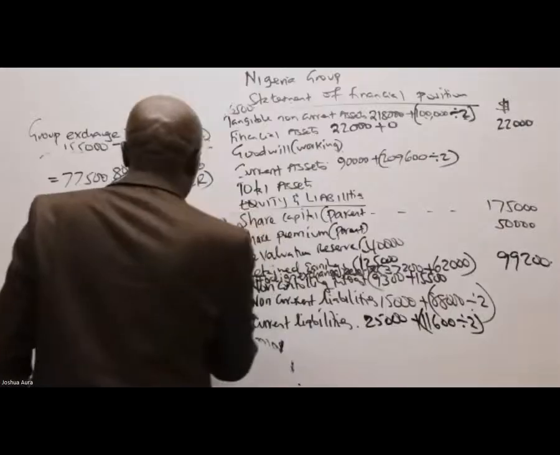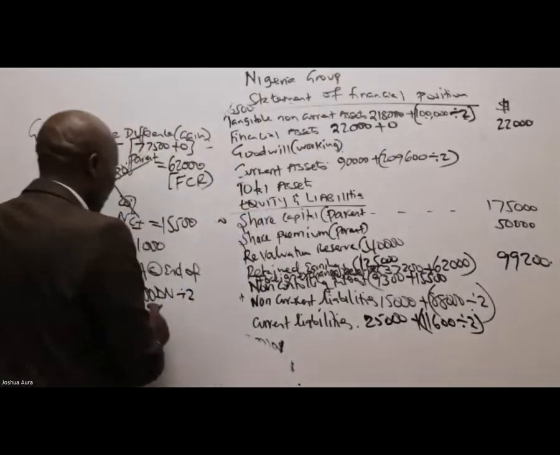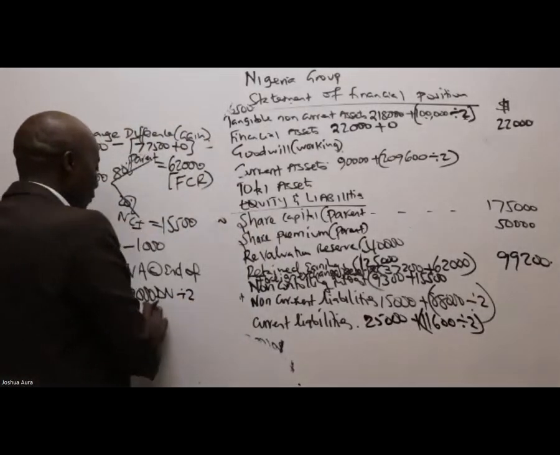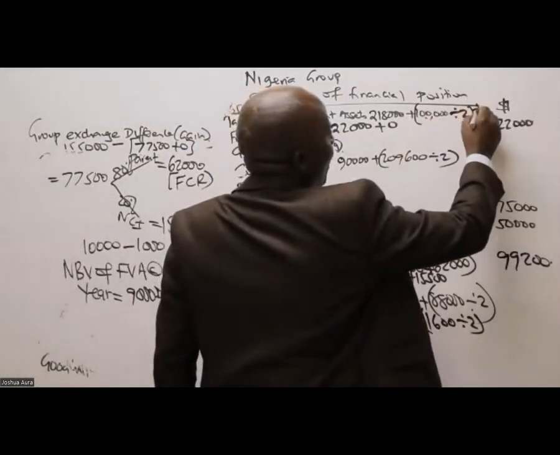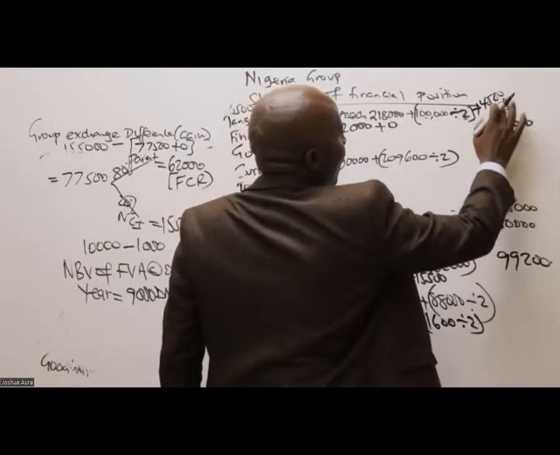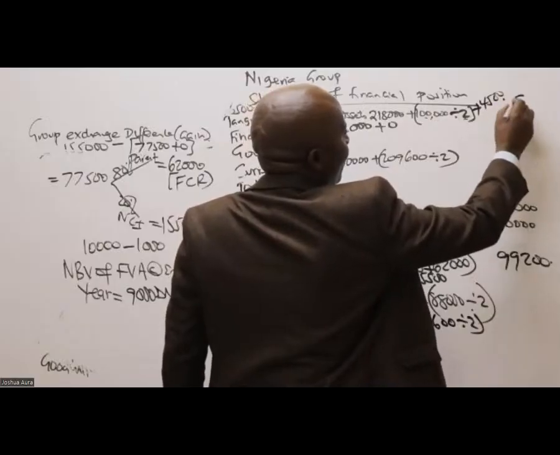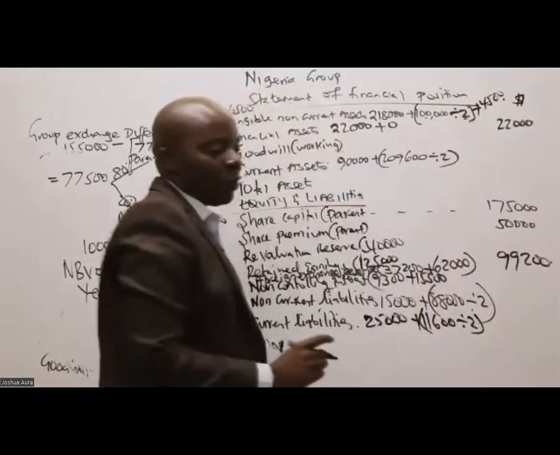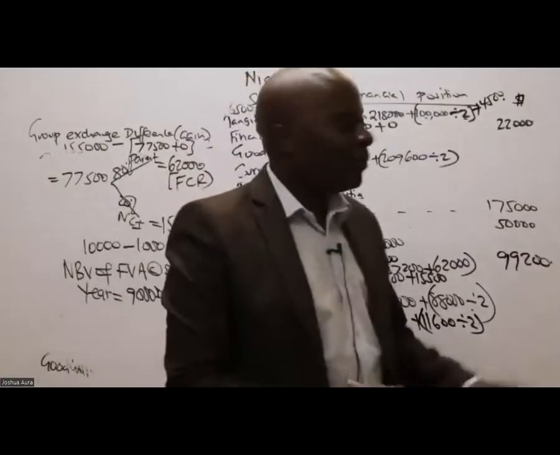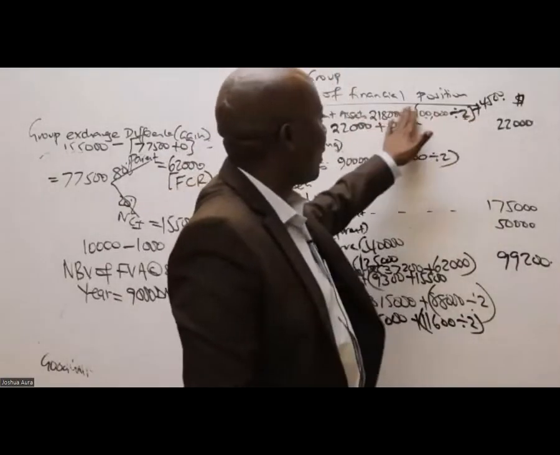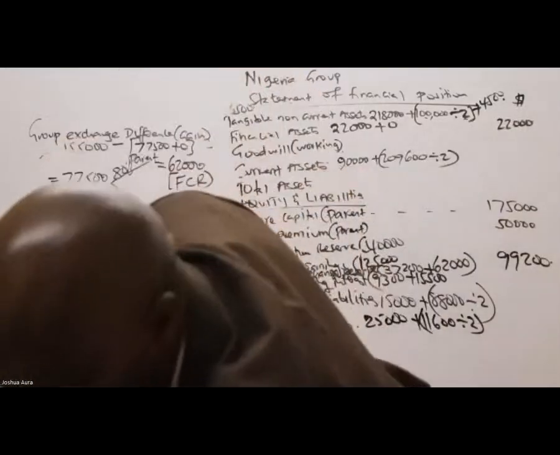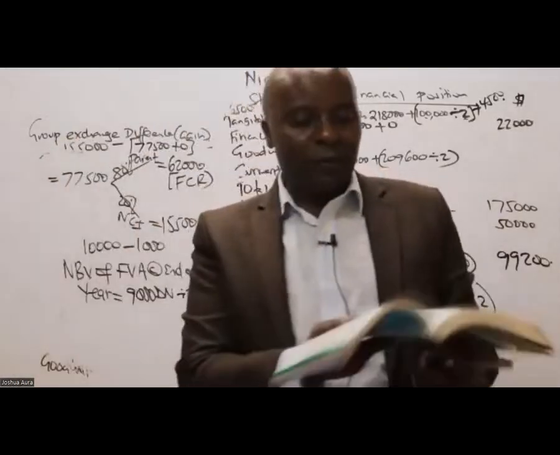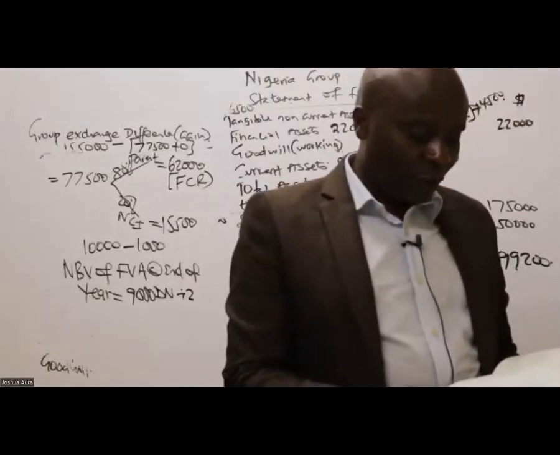So could you kindly divide this by 2? What are we getting here? This automatically will be 4,500. Please include this figure here, plus 4,500, and give me an answer. Now you can add everything. Give me a figure to put there.